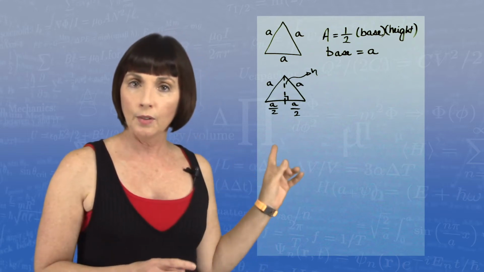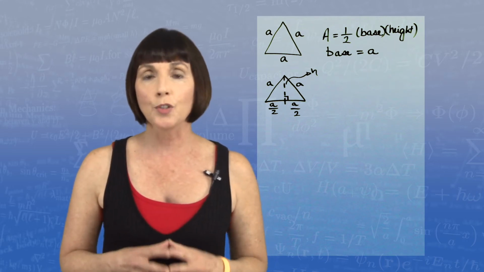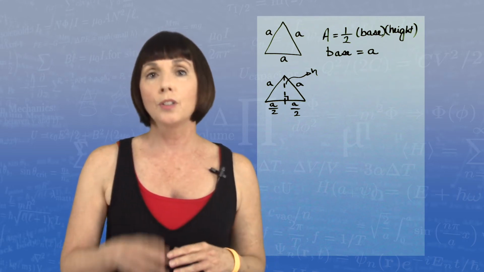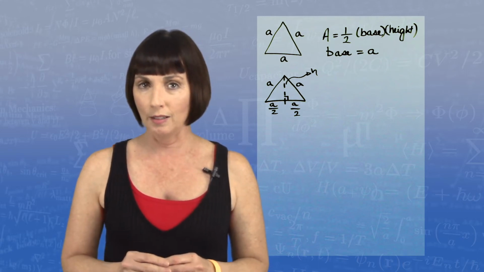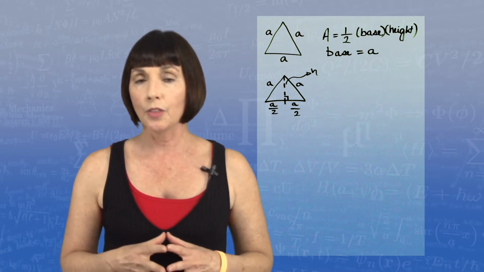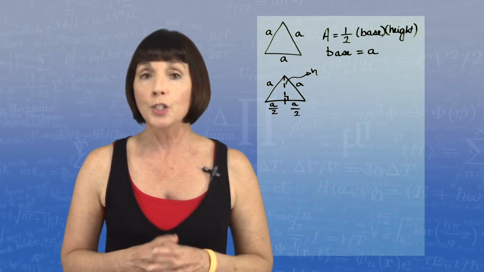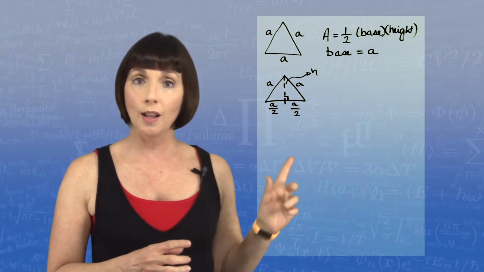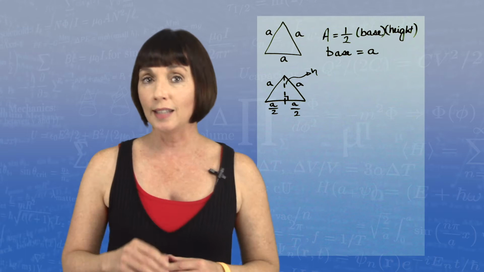So I've drawn a diagram here where I've drawn the height, the perpendicular distance from the base side to the opposite vertex. Now, because this is an equilateral triangle, that height will bisect the base side and split it into 2 equal pieces. So you'll notice I have 2 right triangles there. We can use the Pythagorean Theorem to find h.